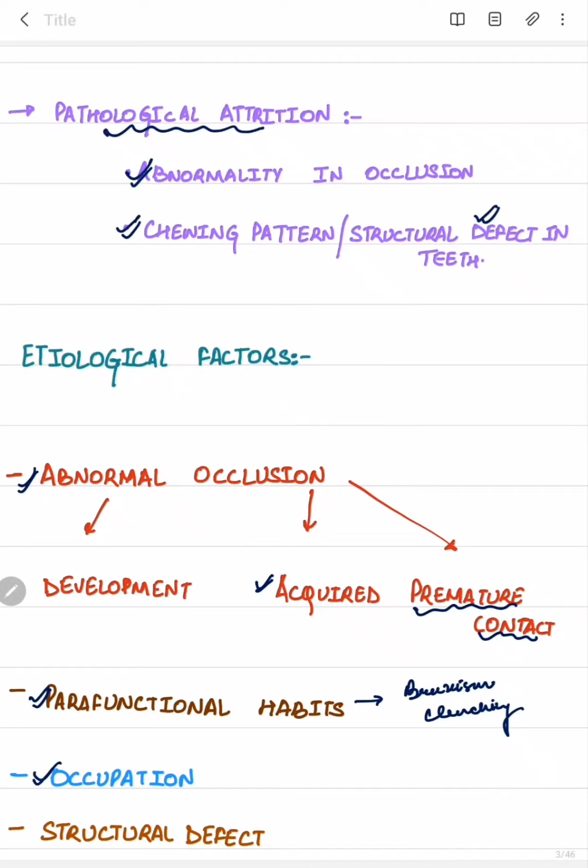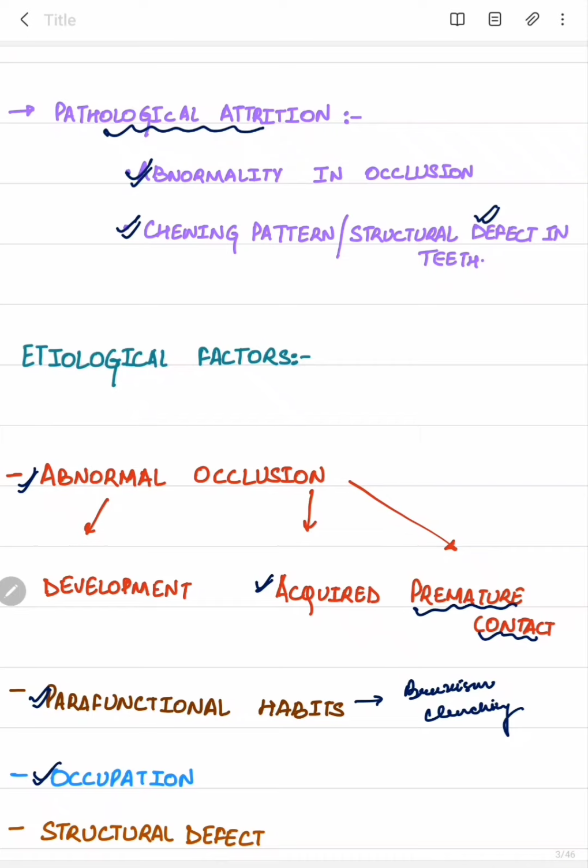The third one is occupational reasons. In certain occupations, workers are exposed to an atmosphere of abrasive dust and cannot avoid it getting into the mouth. So it will result in attrition of teeth.